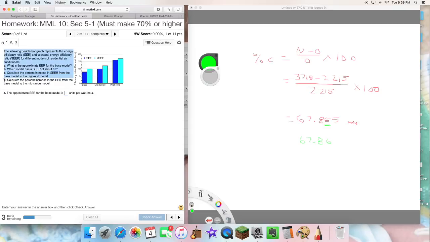And it's the same thing in D. Calculate the percent change in EER. Look at your EER from your base model. Look at your EER in your mid-range model and calculate your percent change.